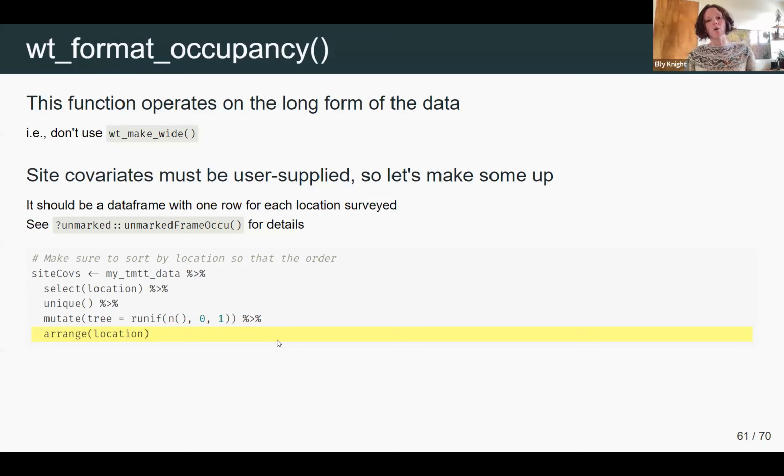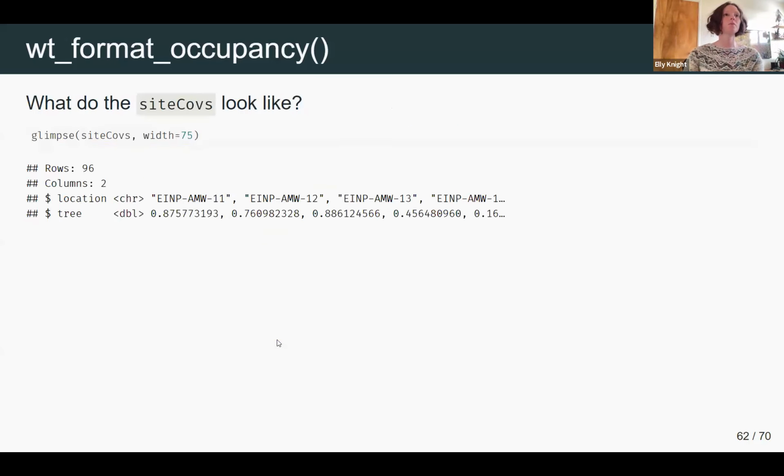You can see the help file for the unmarked frame occu function, which is what this is a wrapper around, if you want more details. And just when you're making those site covariates, make sure that you sort them by location so that the order matches the other objects that we're going to create with the format occupancy function, so that you can match your site covariates to the sites where your surveys are.